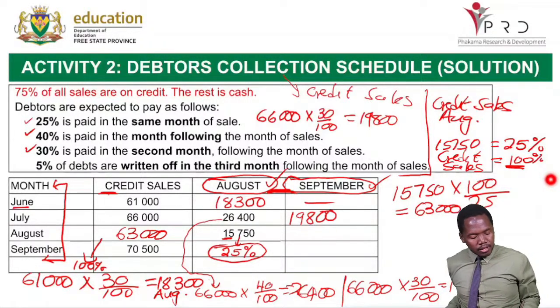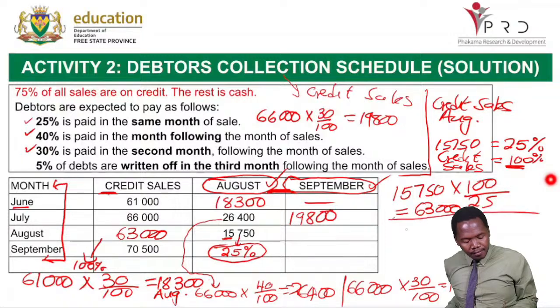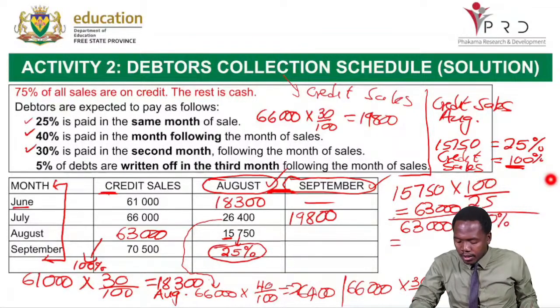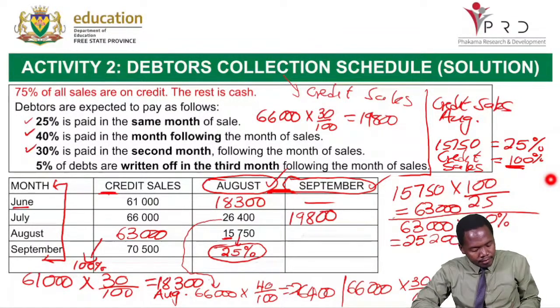Now, how do I do that? We're now going to say 63,000 multiplied by 40%. This will give us an amount of how much? Let us do it. 25,200. It will be 25,200.